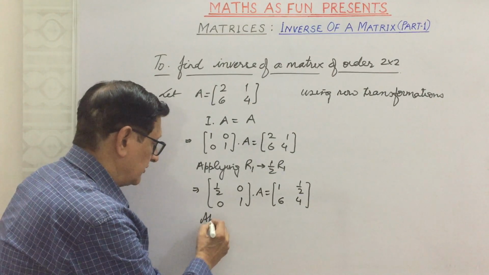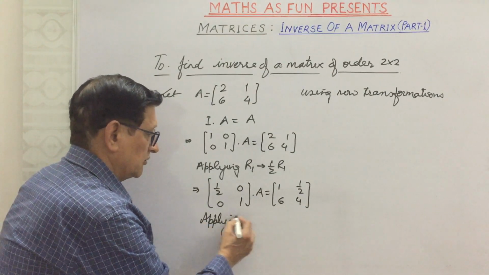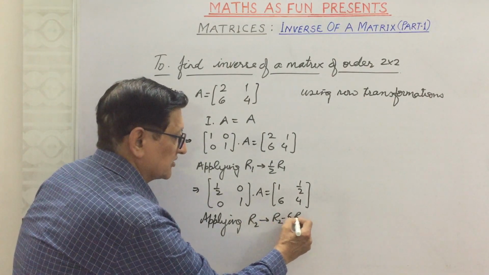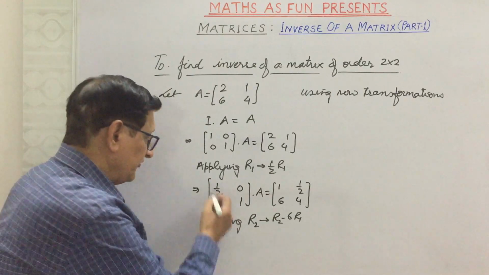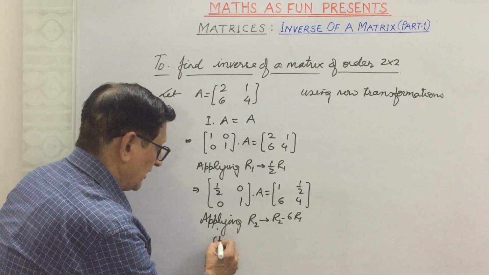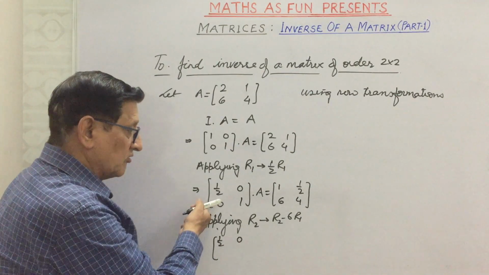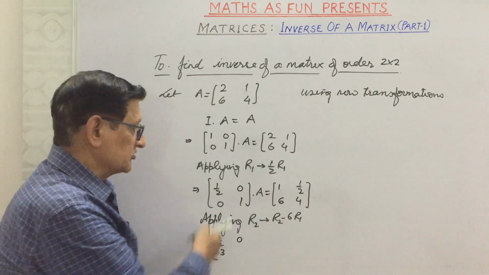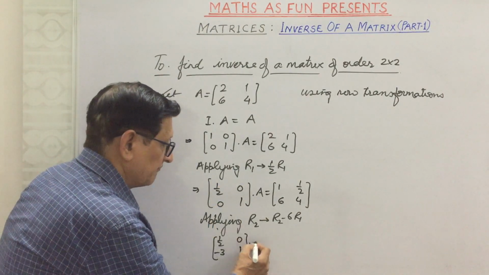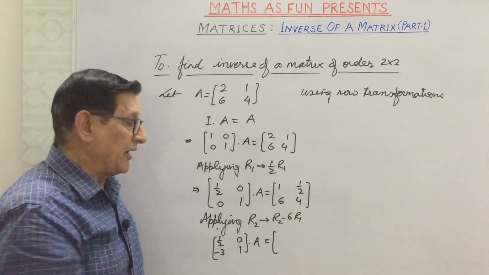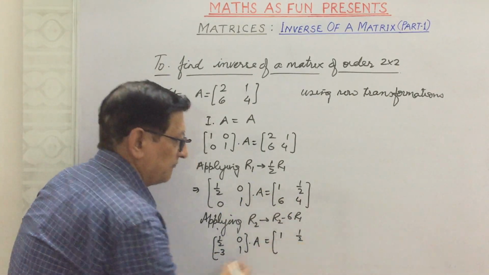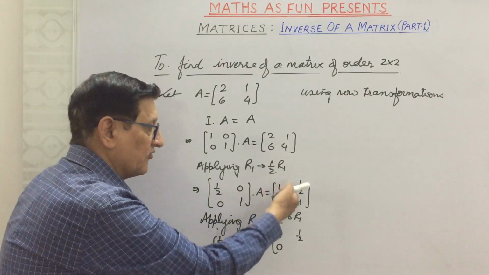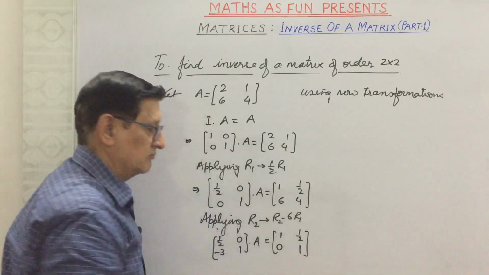So we apply, in row 2, row 2 minus 6 row 1. What we get here is half 0, and 6 times this is 3, so subtracting gives minus 3, and 1 only, into A. On this side we get 1 half, and 6 times this when subtracted gives 0, and 6 times this is 3, which subtracted from 4 gives 1.